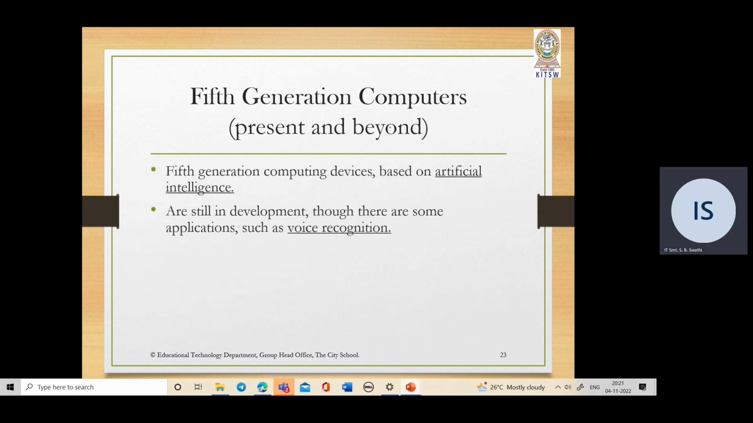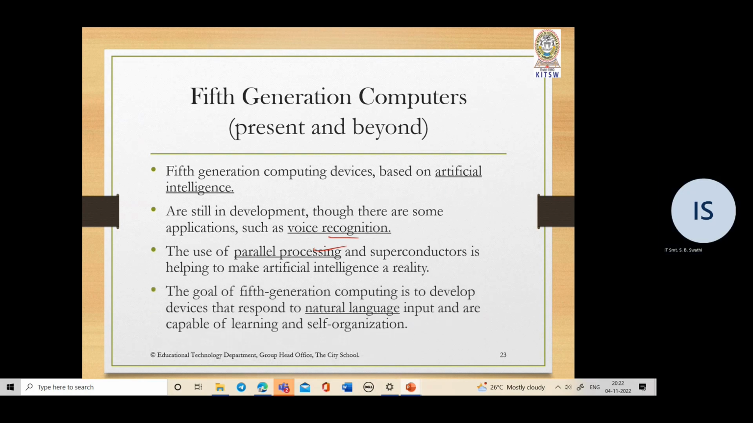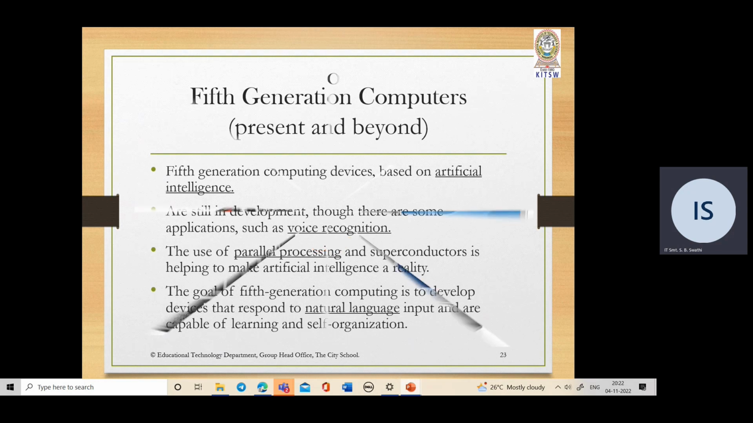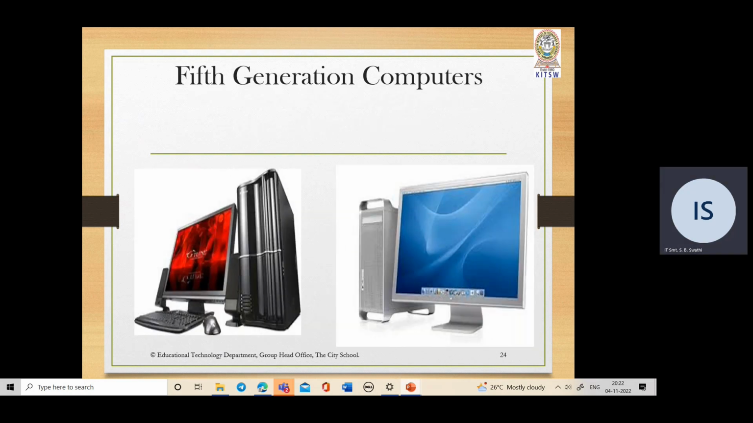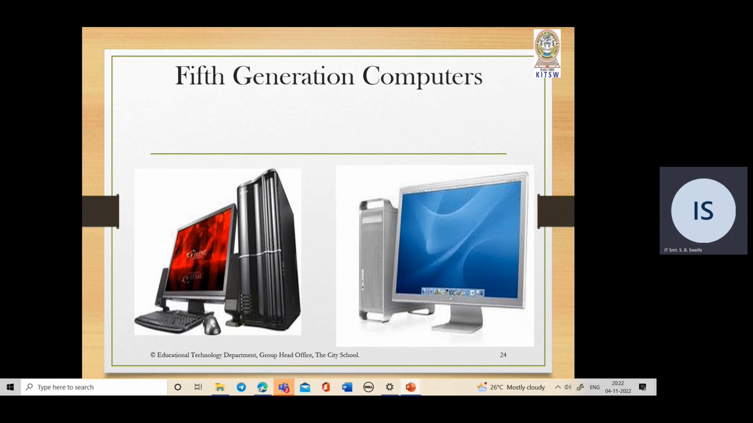And fifth generation computers are based on artificial intelligence. There are some applications like voice recognition, where applications are built using these fifth generation computers. And they also supported parallel processing. And applications like natural language processing are also supported. And these are the fifth generation computers. So this is all about the generations of the computer, students.